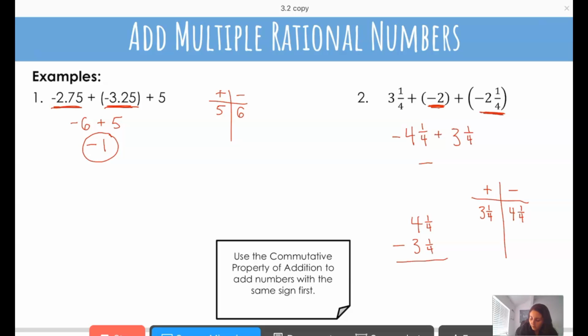So subtract your numerators because our denominators are already common. So 1 minus 1 is 0 out of 4, and then 4 minus 3 is 1. So 1 and 0 fourths, but if you have 0 out of 4, that's just 0. So your final answer is negative 1. Negative 4 1/4 plus 3 1/4 is negative 1.